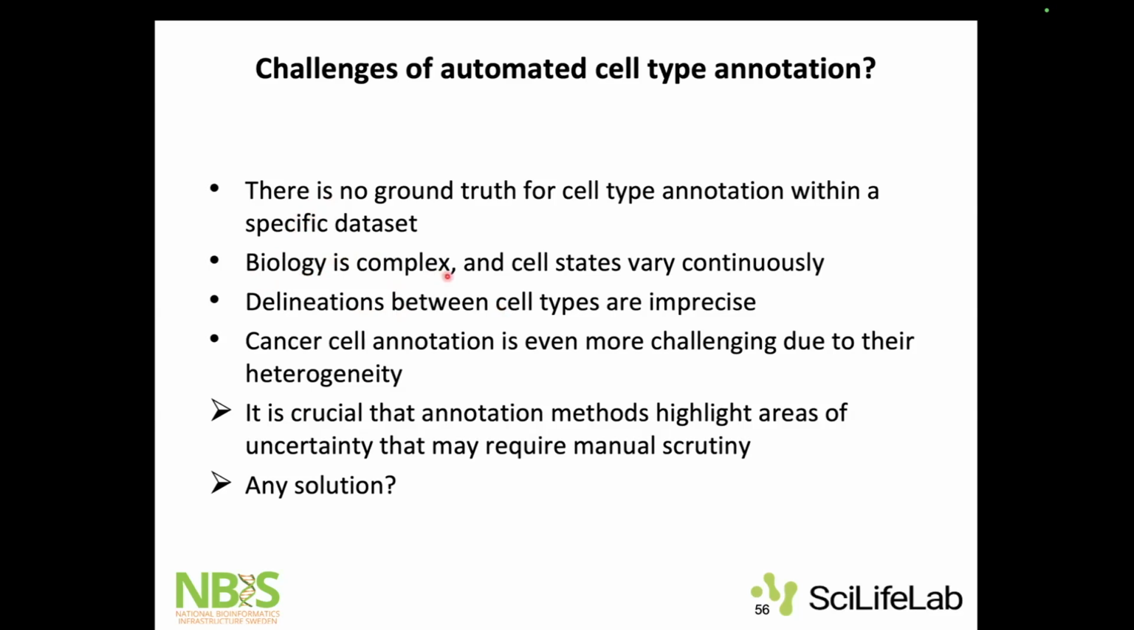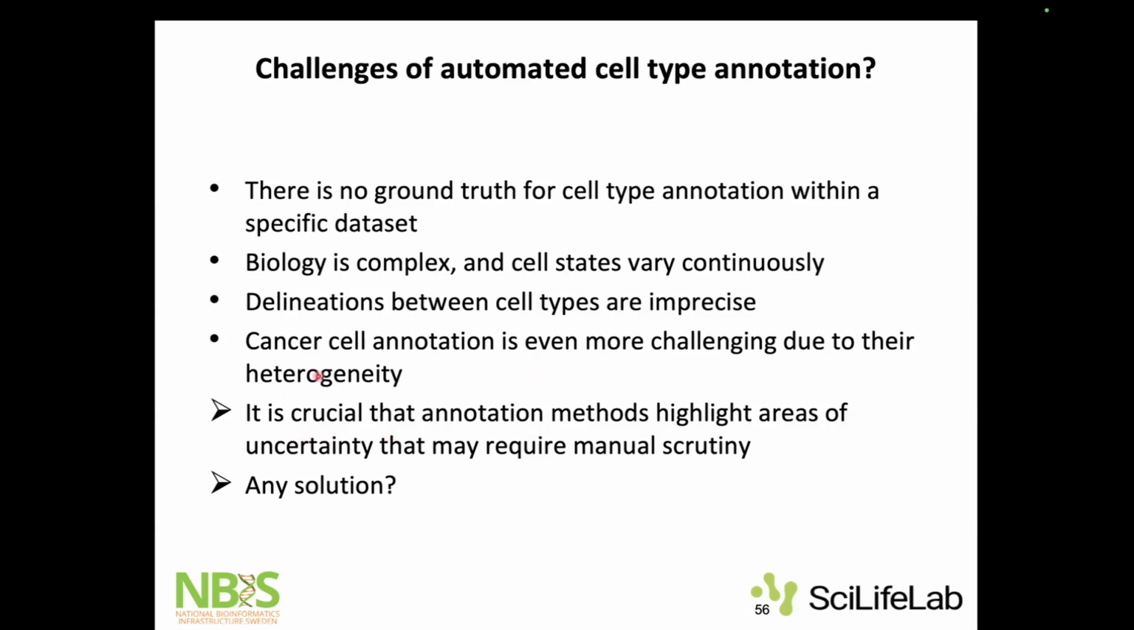And the other one is that biology is complex, cell states vary continuously, so we have different cell states. Most of the classifiers can't really define whether it is a different cell state or a different cell type. Should they reject or not? They are not trained for that. Separating these cell types, as I said, is imprecise, so you can't really draw the line there. Cancer cell annotation is even more challenging because it's very heterogeneous. They have different clonal expansion, they have different profiles of gene expression in the same kind of cancer cell population.